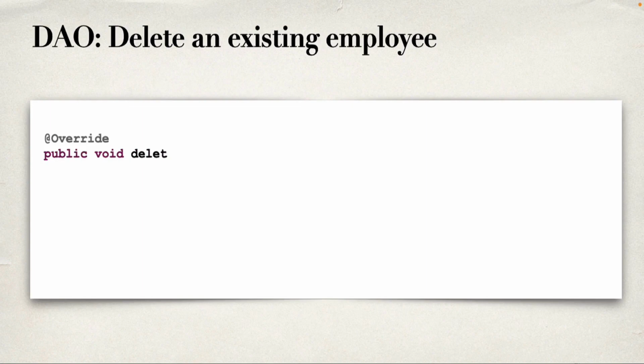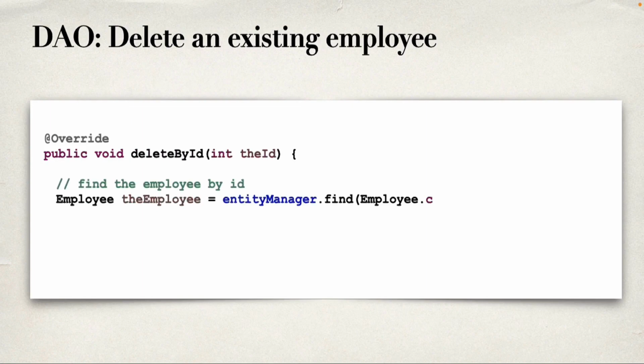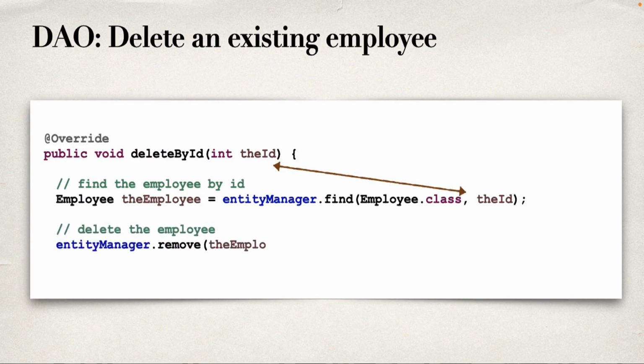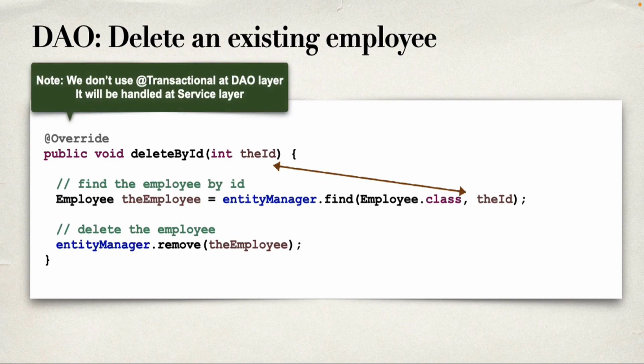Now here's the DAO method for deleting an existing employee. So we have this method here, deleteById. We pass in the ID. The first thing we do is we find the employee, and then we simply say entityManager.remove the employee. And that'll actually delete that employee from the database. And a similar thing here for this delete, since we're modifying the database, we don't use transactional at the DAO layer. It'll be handled at the service layer. Alrighty, this looks really good so far. Good job.